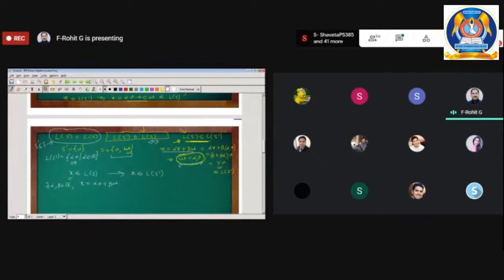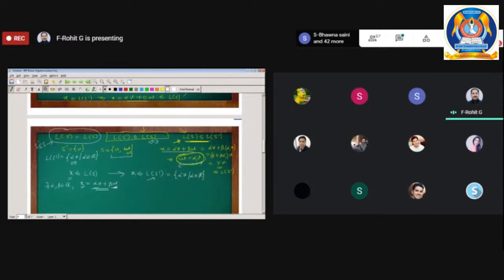Now I want to see this element in L of S dash. But I know L of S dash contains a scalar multiple of V. So in order to make this element a scalar multiple of V, what do I have to see? I have to see the second part, because the first part is the scalar multiple of V, but the second part is not a scalar multiple of V, right?